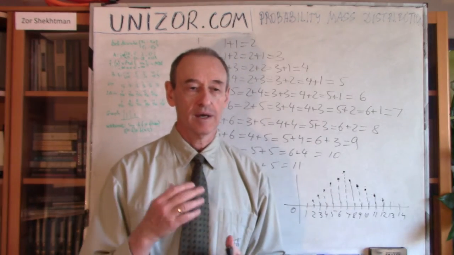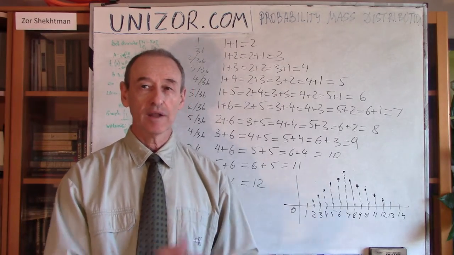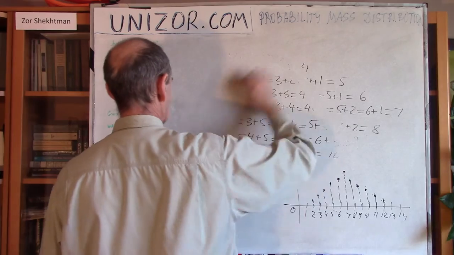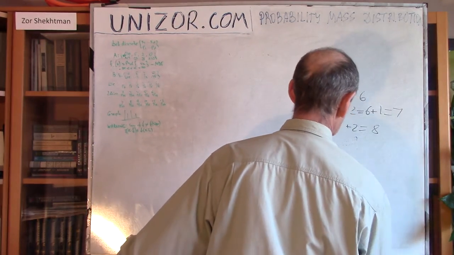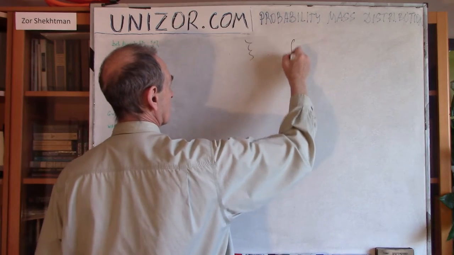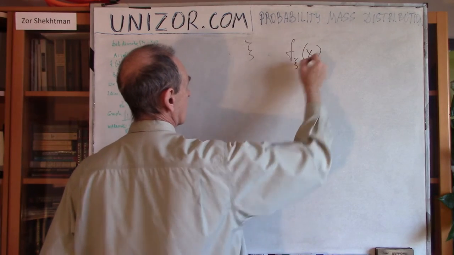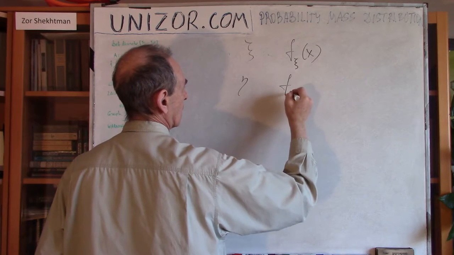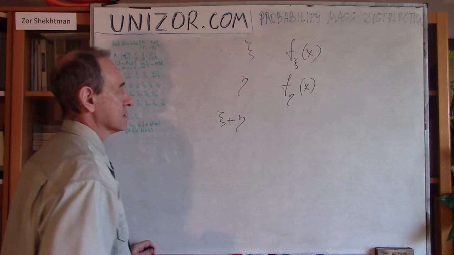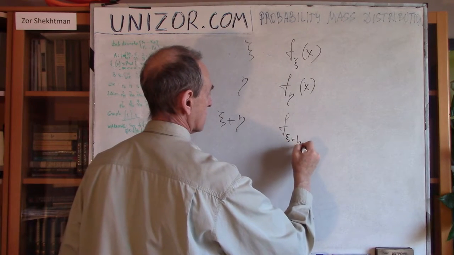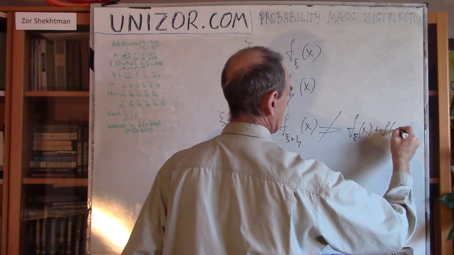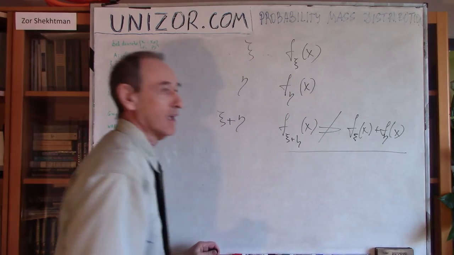So I would like to warn you that the probability mass distribution function is not additive relative to the random variables it's related to. So let me just express it in a formula. You will always be kind of on guard that this is not true. So if you have a variable xi and your mass distribution function is this, and you have variable eta with mass distribution function like this, then the mass distribution function of the sum is absolutely not equal to the sum of these.